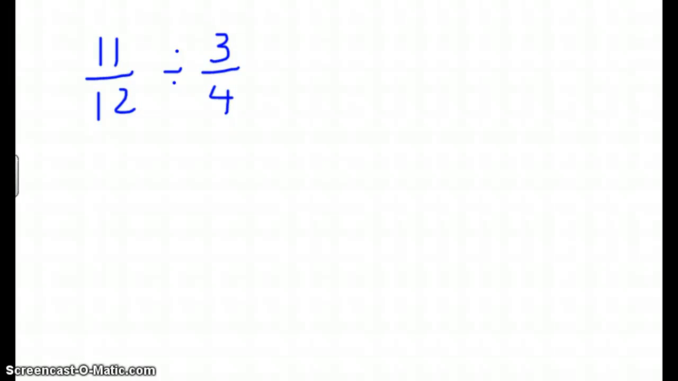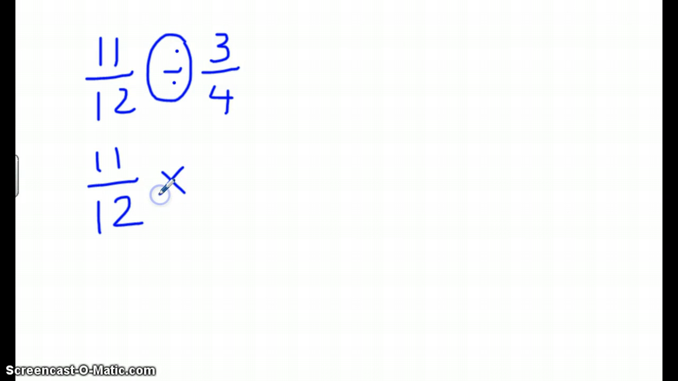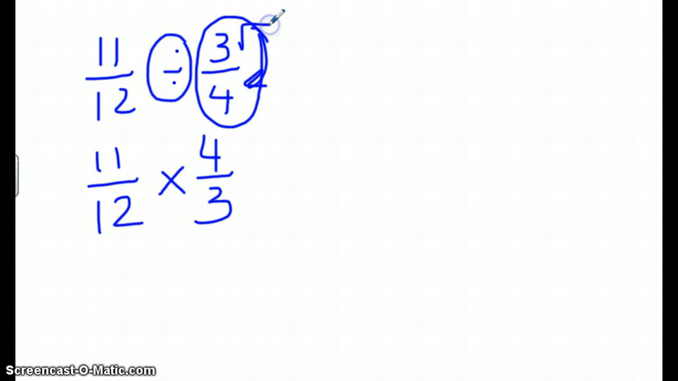Now here's one that's a little less easy to look at and solve. I have 11/12 and I want to know how many times 3/4 will go into 11/12. So 11/12 divided by 3/4. To solve this, I'm going to keep the first number. So I have 11/12. I'm going to change that to multiplication, and I'm going to change this fraction by turning it into its reciprocal. So in this case, it's going to be 4 over 3. I flipped the numerator and the denominator.